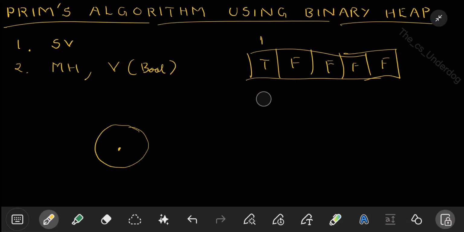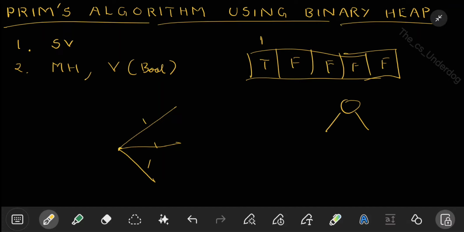And what about the heap? Onto the heap, you should add all edges which are directly connected to the starting vertex. Let us say this is the starting vertex, and from the starting vertex you have edges to some other vertices. All these edges should be added to your min heap. So as of now, the entries of the min heap will be edges which are directly connected to the starting vertex.